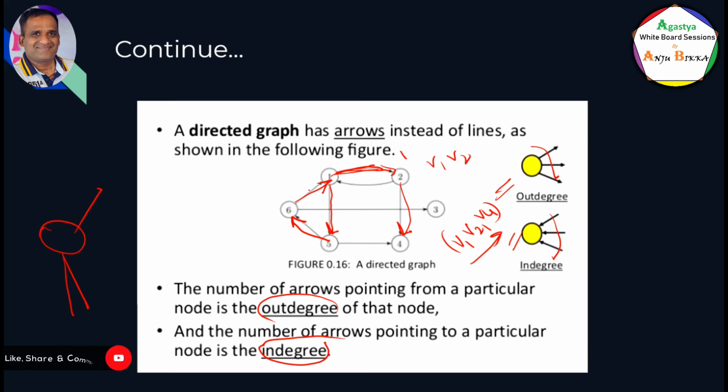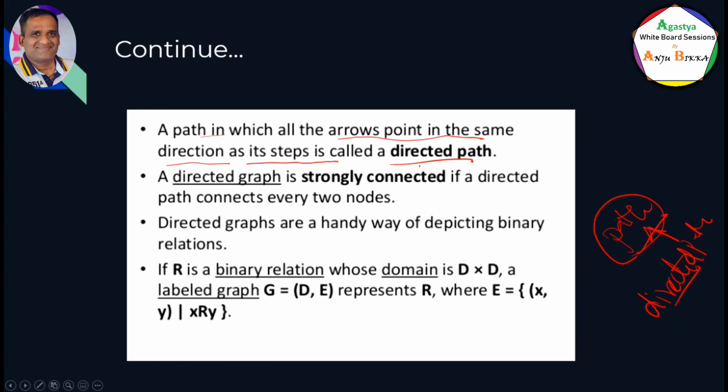This path is a cycle, but before going to cycle, we can say V1 to V5, V5 to V4. This is a path in the same direction. So that is what a directed path is. You can go only in one direction, either this way or this way, meaning all the arrows need to point in the same direction.